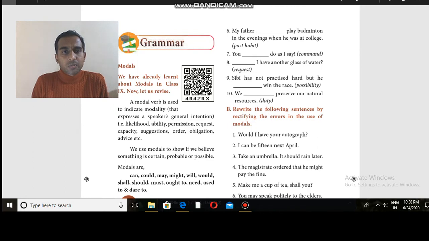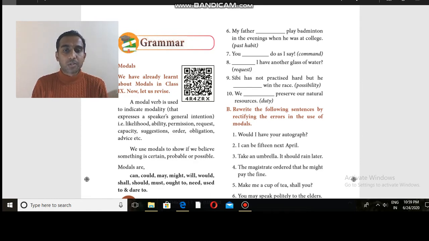To do all these things, we need a kind of words. The selection of words is very important. That only will show our modality. So that is the speaker's general intention. We use modals to show if we believe something is certain, whether it is definite, or probable, maybe, or possible. So when I say maybe, will, certain, sure, when you see all these words, those are all modal words.